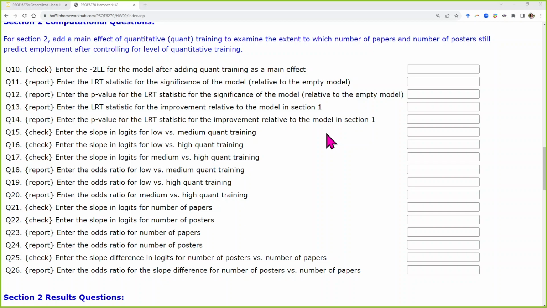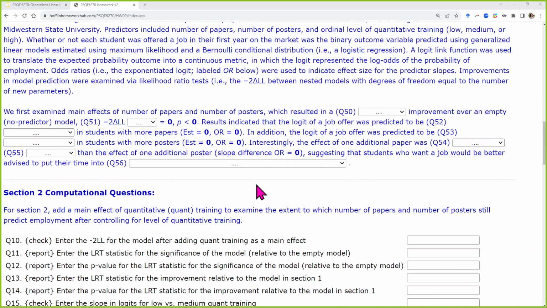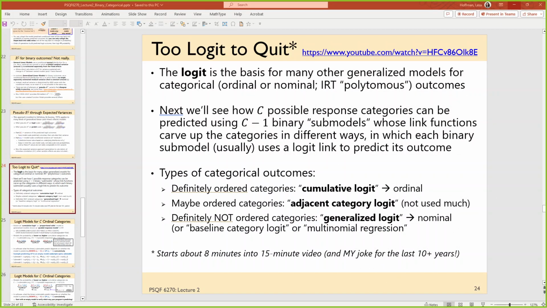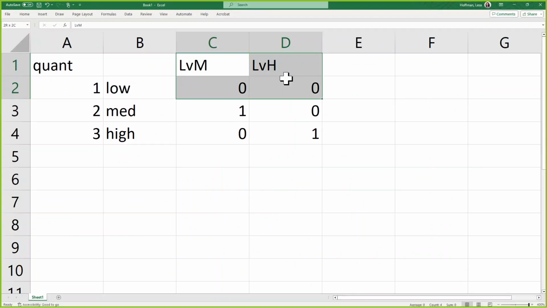Other homework. Similar concept, by the way. One of the first things I asked is, what is the impact of number of papers on your likelihood of getting a job versus number of posters? And then I asked for a comparison. If you only have time to do one more thing, which should it be? So to get a difference in slopes is, in this context, the exact same logic as getting a difference in these slopes to get the difference in the non-reference groups. Same algorithm, same logic, same everything.